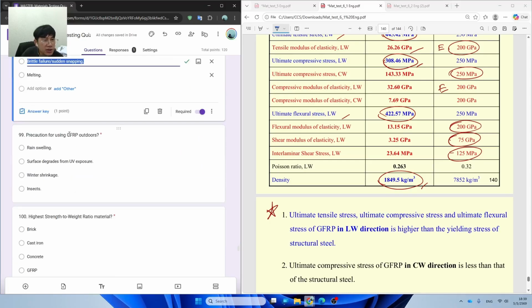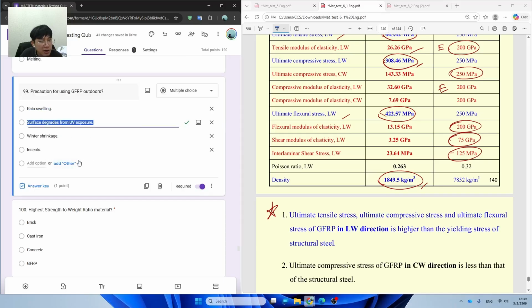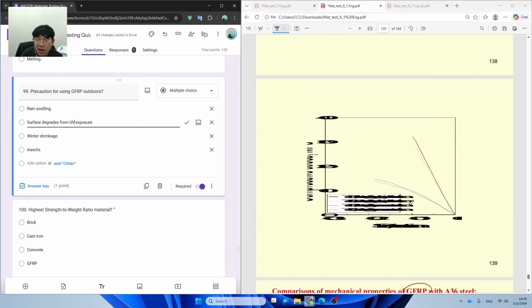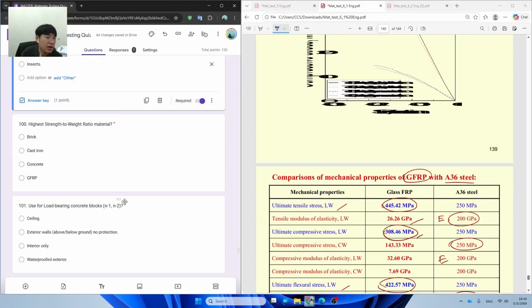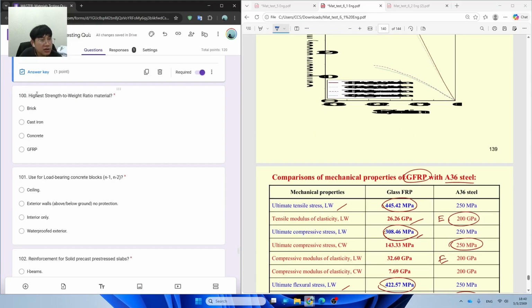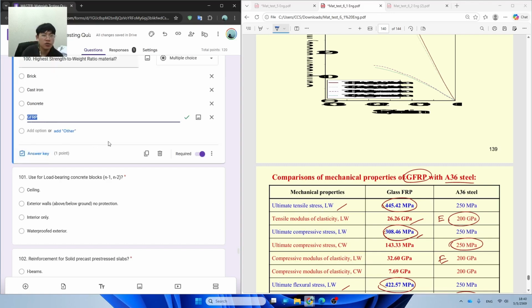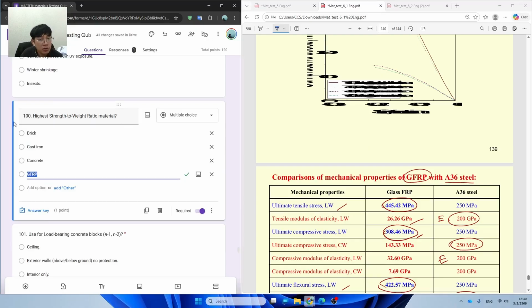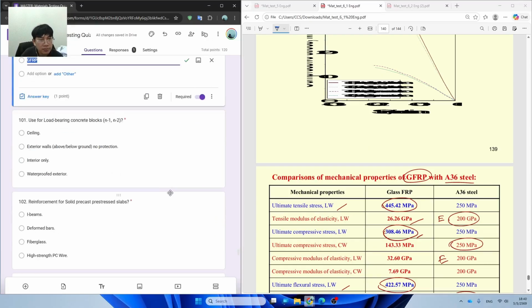And the precaution of using GFRP outdoors is that it's not really good at UV resistance. Over time, the surface of the FRP can be degraded. Question 100: strength-to-weight ratio of the material. Of course, GFRP is going to provide a really high strength-to-weight ratio.